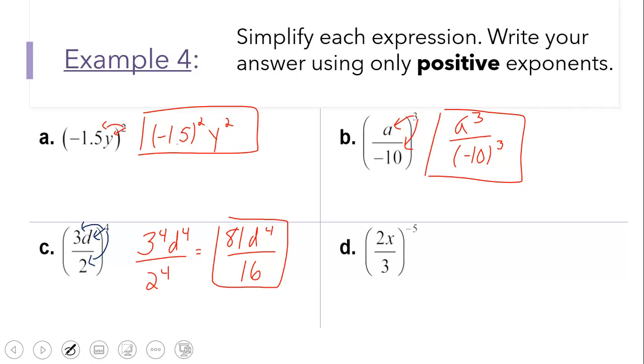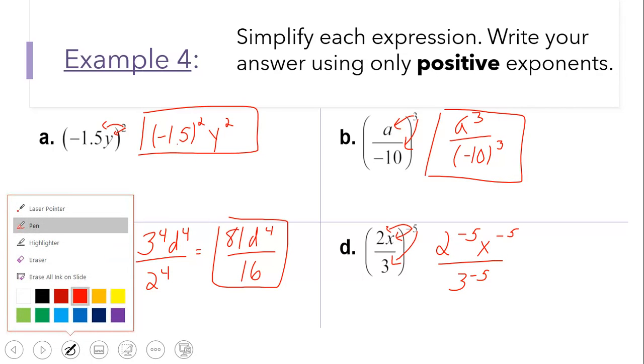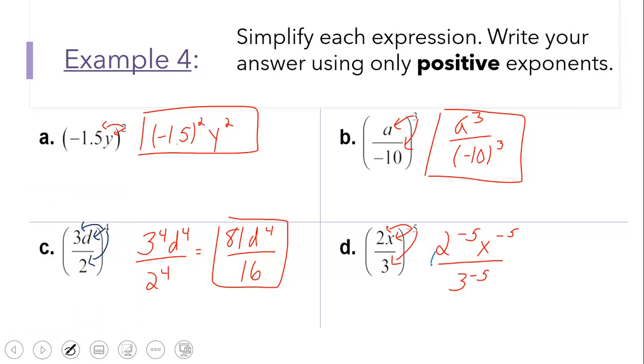Last example here. Got to give this -5 to everything. Again, it goes to every component. So we're going to have 2 to the -5th, x to the -5th, over 3 to the -5th. I have a lot of exponents here. Got to move a lot of things. The 2 is going down to the bottom, the x is going down to the bottom, and the 3 is going up to the top.